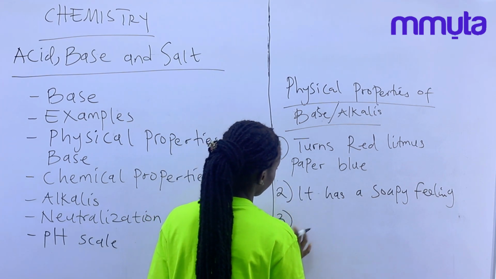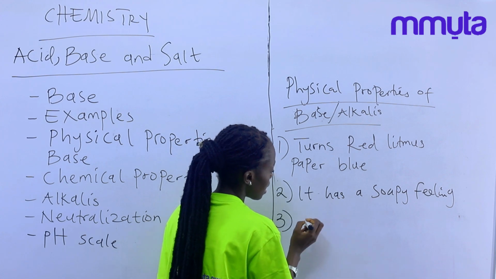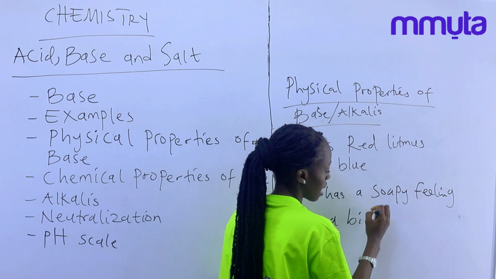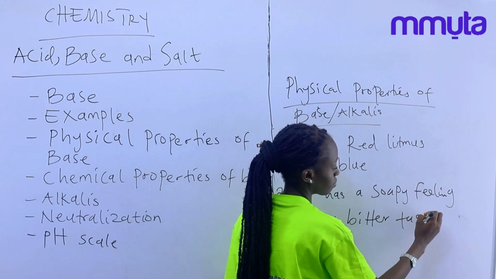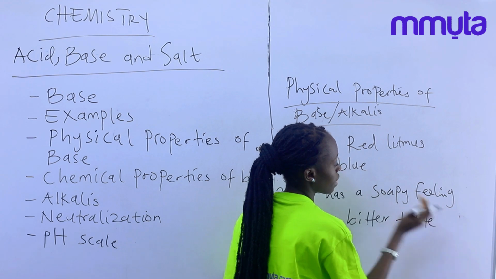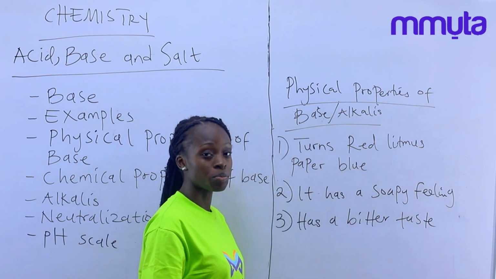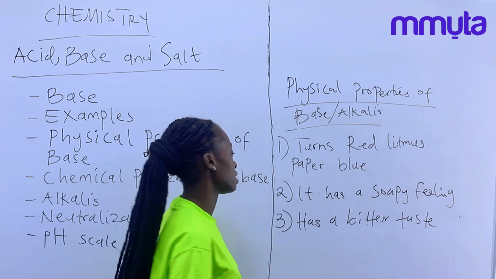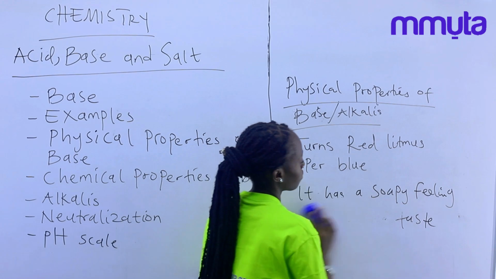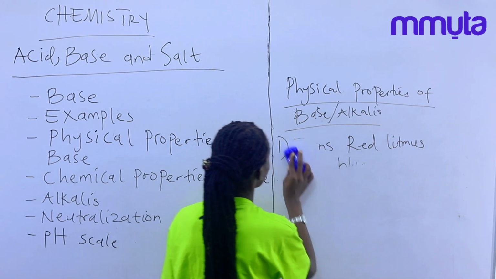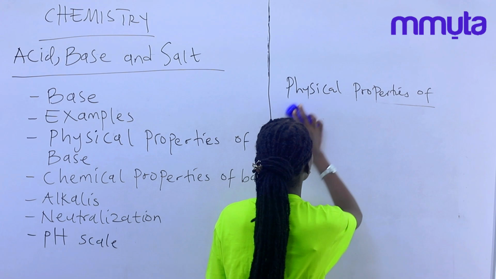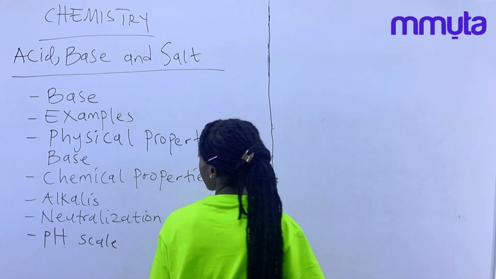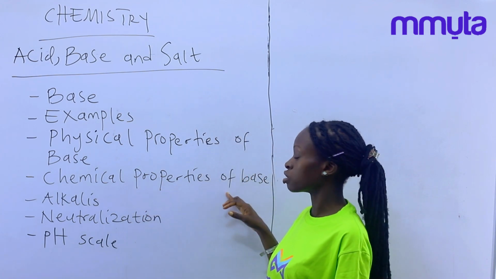Now, the last one we'll be looking at is it also has a bitter taste. Now, an acid has a sour taste, but then base has a bitter taste, and a bitter taste is definitely not pleasant. Now, the next one we'll be looking at is chemical properties of base.